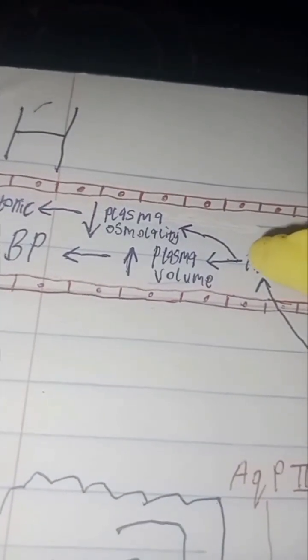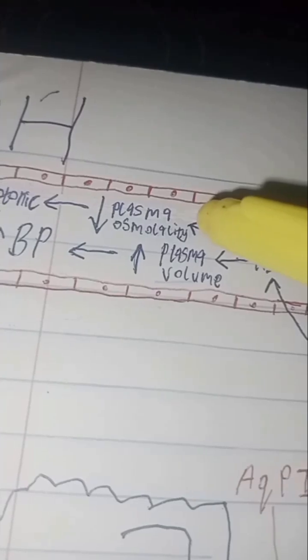What the water does now in the blood is increase plasma volume. When you increase plasma volume, it simply means your blood pressure is going to be increased. And also, water being more in the blood now reduces plasma osmolality. So the blood is now isotonic.